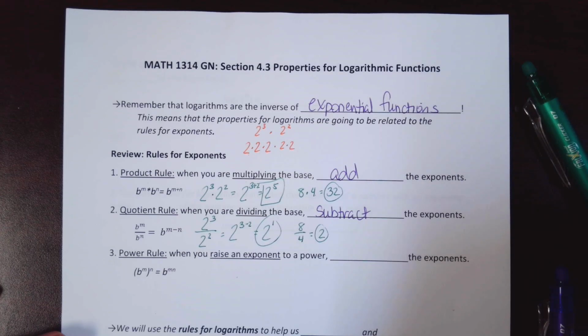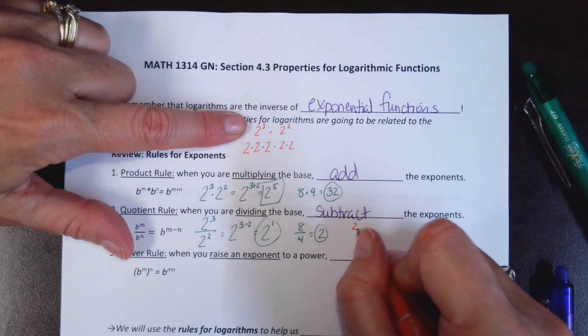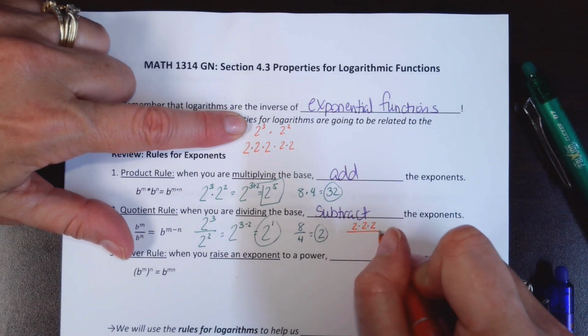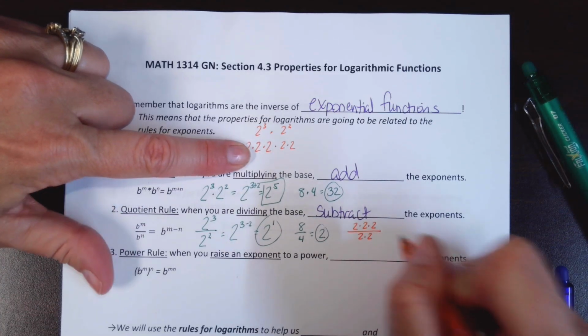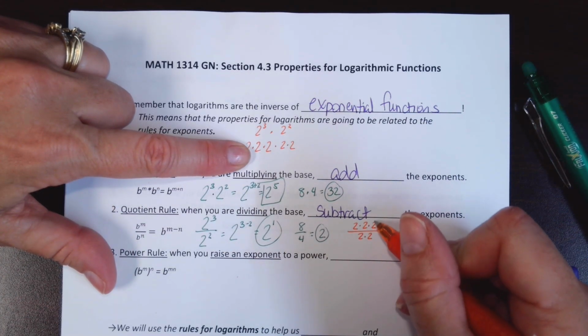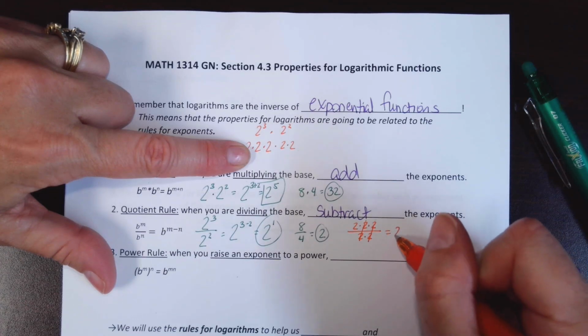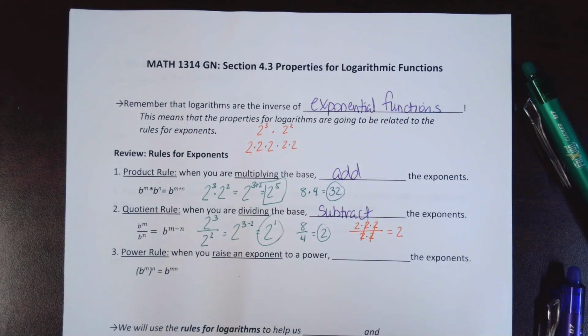If I want to think about simplifying, 2 cubed is 2 times 2 times 2. 2 squared is 2 times 2. Anything over itself is 1. So that's a 1, and I'm left with a single 2 in my numerator.